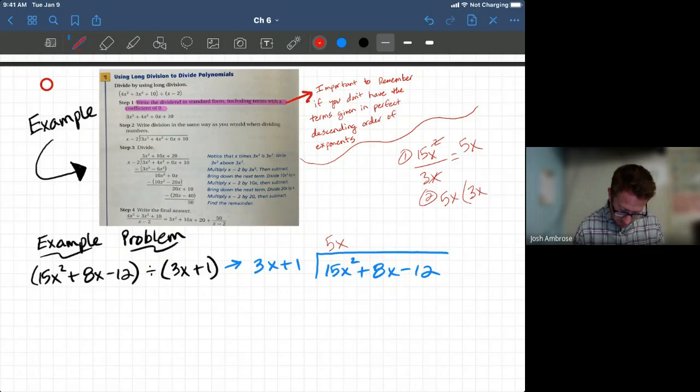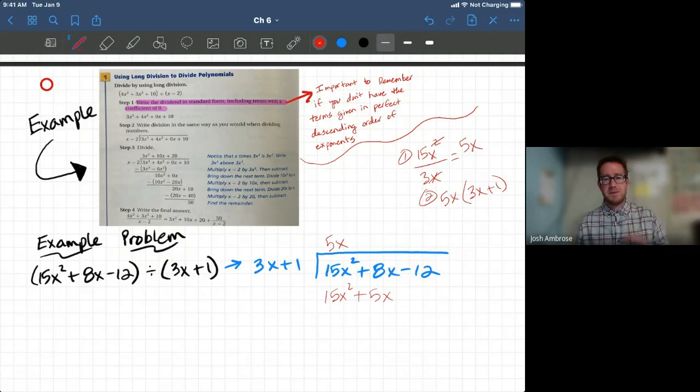multiply it by the entire binomial on the outside. And that is going to give you what goes now under right here. So 5x, we're going to get 15x squared plus 5x. Now, take a little pause.